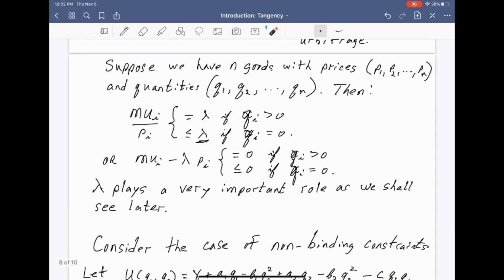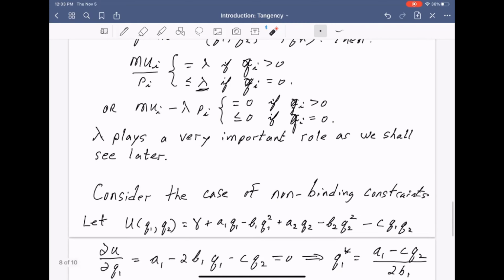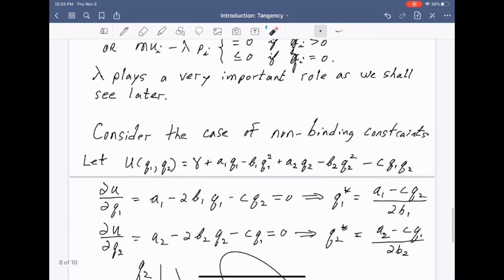Now, the reason I use qi, and your textbook uses xi, which is why I wrote it the way I did, is that I use qi to represent final goods. So these are the final goods that consumers consume, and I use xi to represent inputs. I'll try to be consistent in that throughout the course, using qi to represent the final goods and xi to represent inputs.